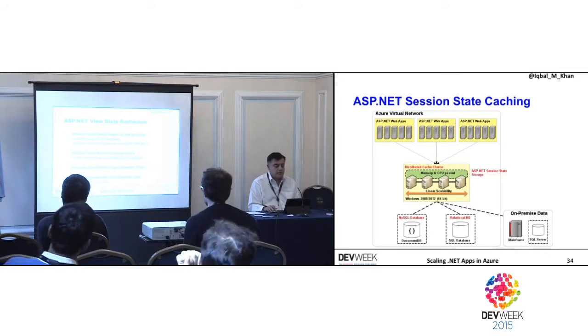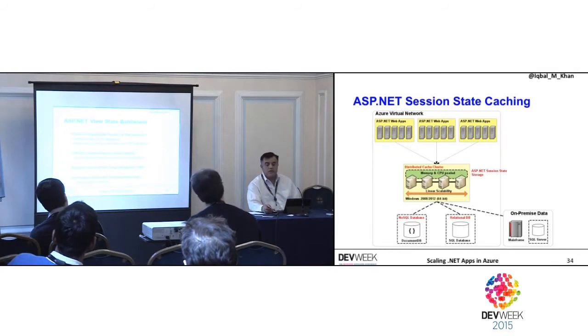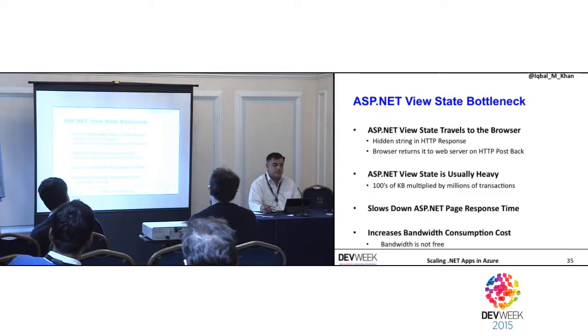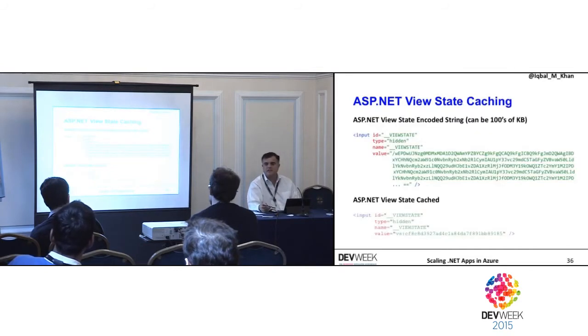View state is another one. For those of you who don't know what view state is, if you're not developing with the MVC framework in ASP.NET, most likely you have a view state. View state is an encoded string, looks like this, right here. This string is sent, and it could be hundreds of kilobytes. This string contains some state information and gets sent to the browser. The browser just keeps it and sends it back, does nothing with it. And this can consume a lot of bandwidth and slow things down.